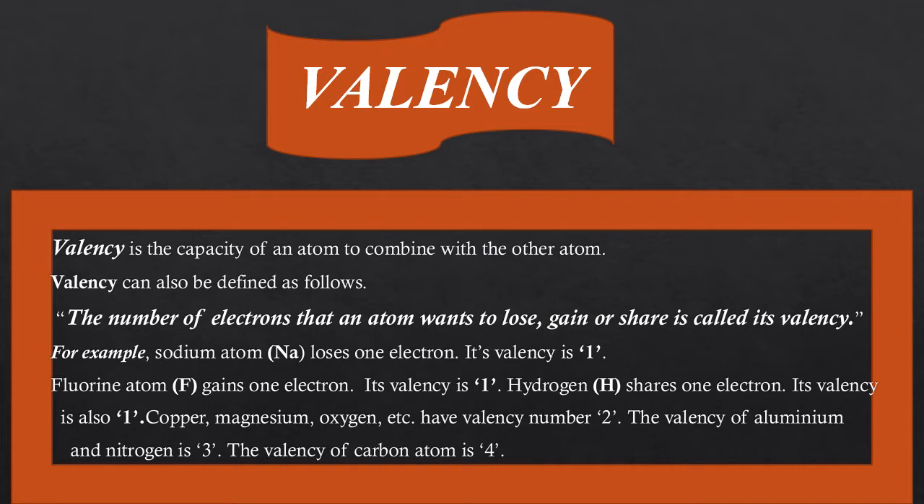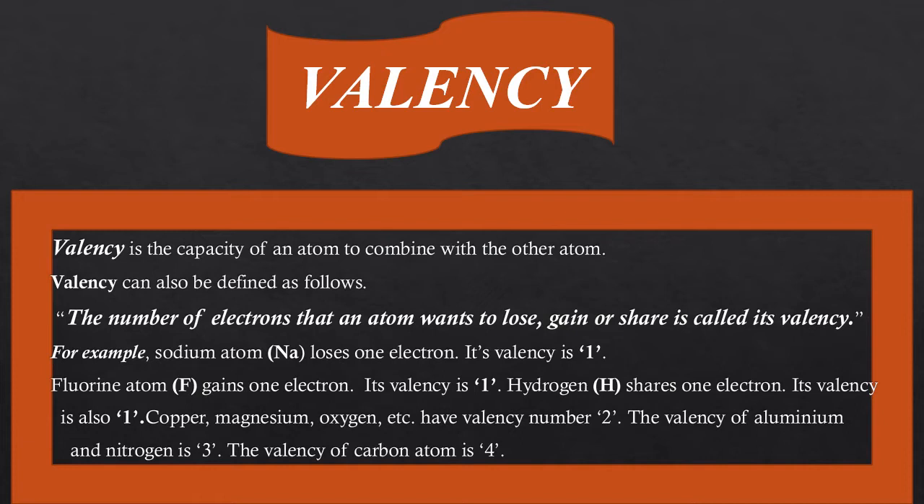For example, sodium atom loses 1 electron, so its valency is 1. Fluorine atom gains 1 electron, so its valency is 1. Hydrogen shares 1 electron, so its valency is 1. Copper, magnesium, oxygen, etc. have valency number 2. The valency of aluminium and nitrogen is 3. And the valency of carbon atom is 4.